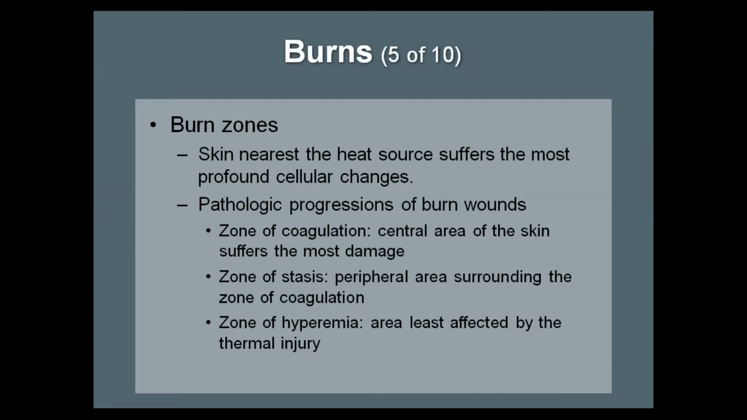So the progression of burn wounds, it talks about coagulation. Zone of coagulation is the central area of the skin that suffers the most damage, and then zone of stasis, the peripheral area surrounding the zone of coagulation, and then the zone of hyperemia, the area least affected by the thermal injury. I would imagine that's probably three good terms. Anytime you guys see terms in your books or on PowerPoints, it's usually an easy way for them to form questions out of. So just knowing terms.